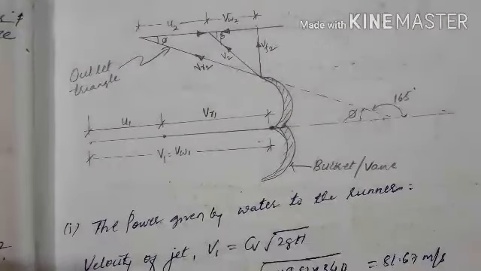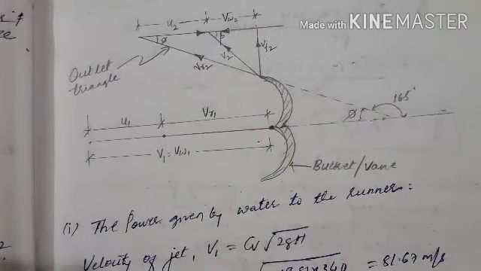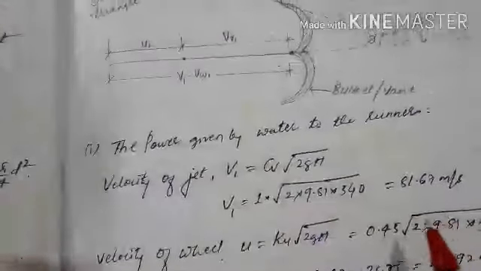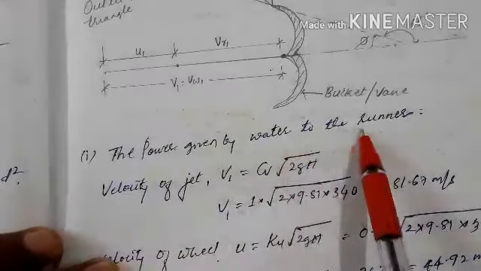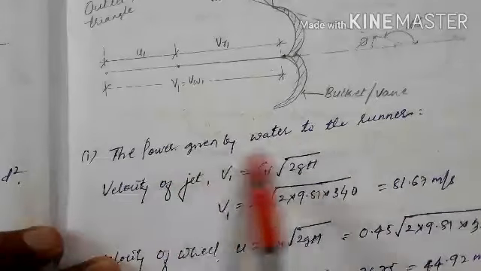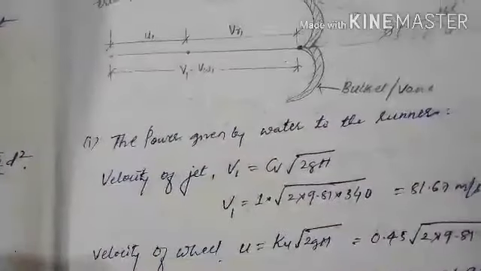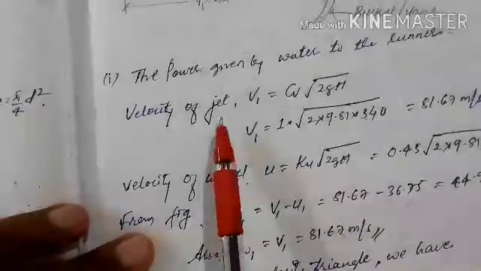So with this velocity triangle, now we need to calculate the force exerted by the jet on the bucket. The power given by the water to the runner is what we need to calculate. To calculate the power given by the water to the runner, first we need to calculate the velocity of the jet.